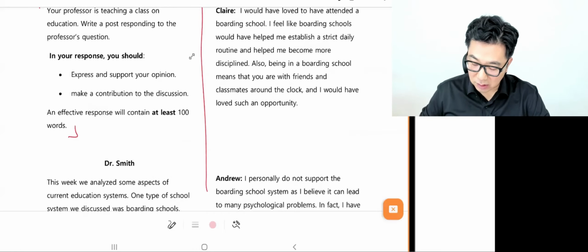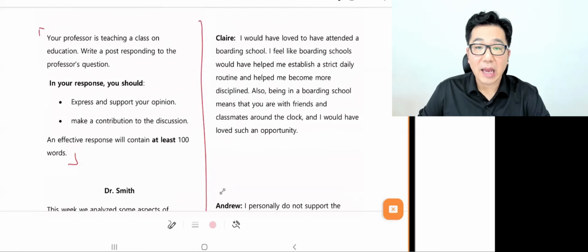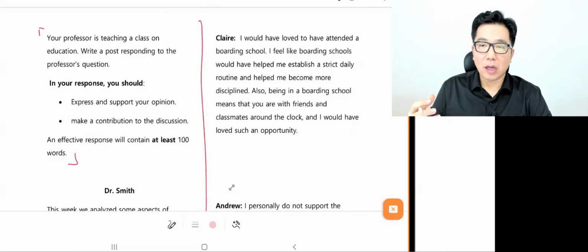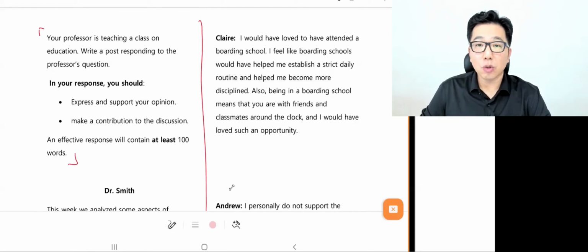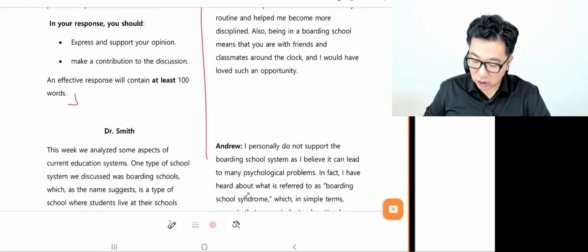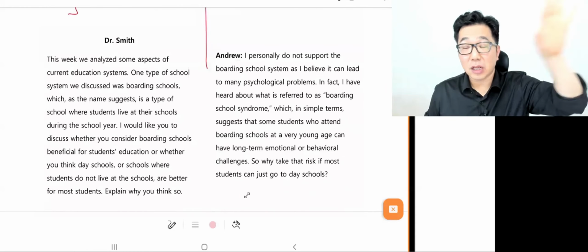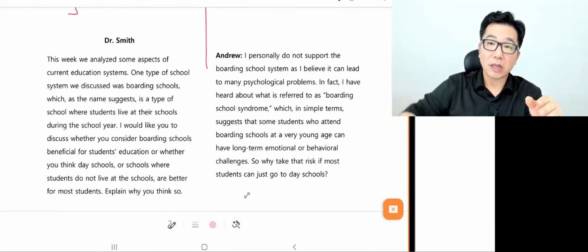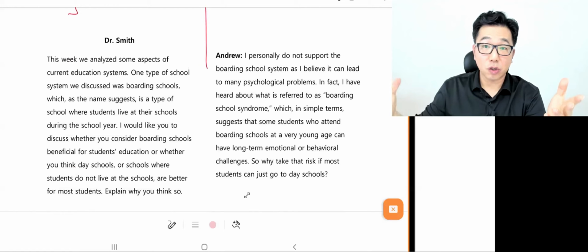So we'll look at this right side of the screen as well. We'll read what Claire and Andrew have said about the question and see what kind of skills and strategy we can use to use this information. All right. So this is the screen you get: direction and the question, and 2 answers from 2 other students.